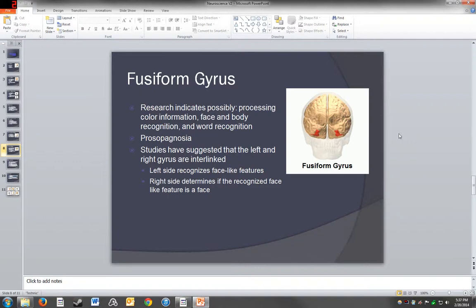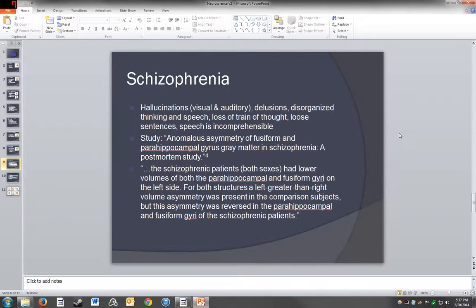An interesting study looked at both the fusiform and the parahippocampal gyrus, and how it relates to schizophrenia. It's pretty interesting. They found that there was a lower volume of gray matter of both the parahippocampal and fusiform gyri, and the comparison subjects showed a larger left volume asymmetry, so the left side was larger than right. However, patients with schizophrenia showed the exact opposite, and I believe this was caused by a degradation of the left area. It wasn't any type of weird mutation where the right side was bigger. I believe it was the left side was destroyed or deteriorated.